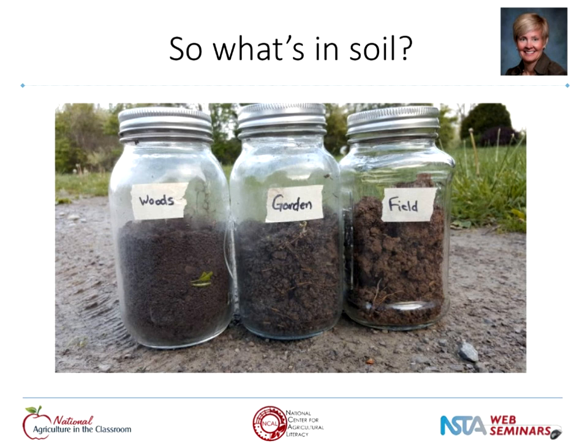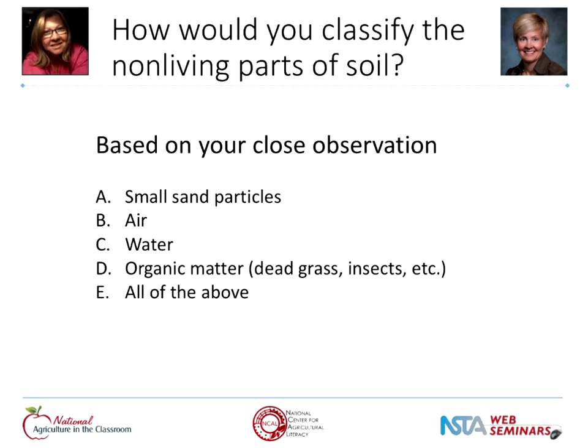First is the observation. What is that kind of guessing thing that we're looking at? How can we turn that into this understanding of three-dimensional science? So based on your observation, you look at it and you say, I see some small sand particles, some air, some water, organic matter, maybe some dead grass and insects, or all of the above. This is actually a question that you can go ahead and use your question mark on, and then Carolyn can show us the overview. Based on your close observation, what would you say the answer is here?